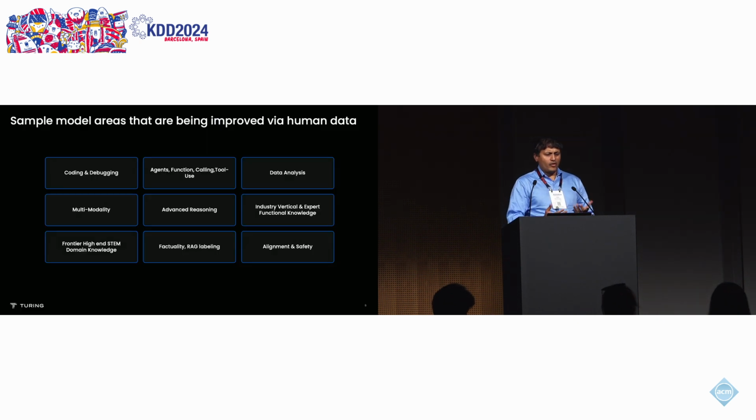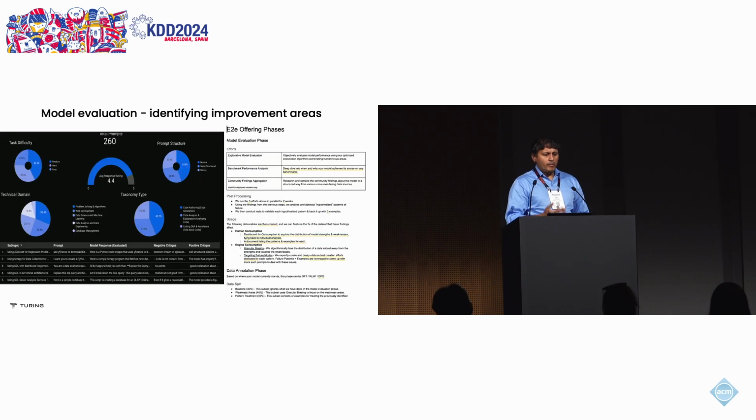So here are a bunch of sample areas that can be improved via human data. This is, of course, far from exhaustive. There are always novel, interesting use cases that are being explored every day. This is an example of how one might go about engaging in a certain round of open-ended evaluations in any specific area to decide what the next line of attack might be and what specific model areas you attack.